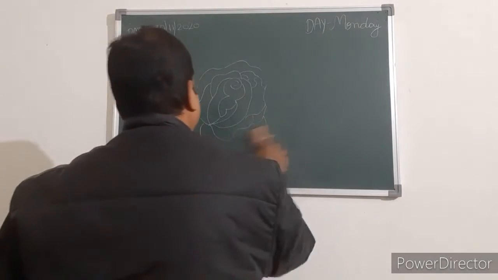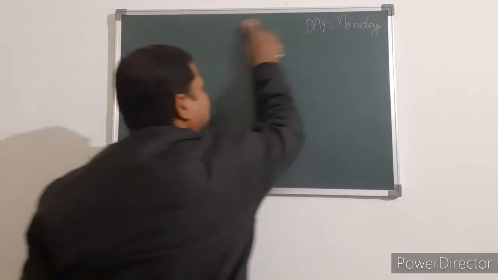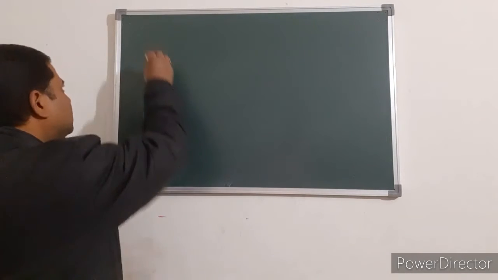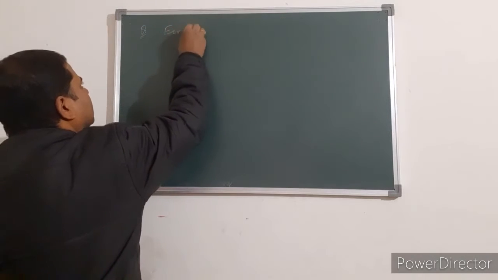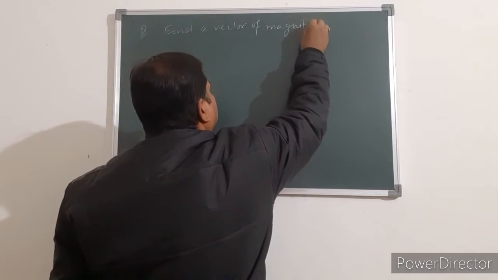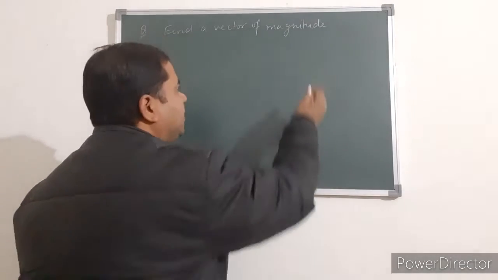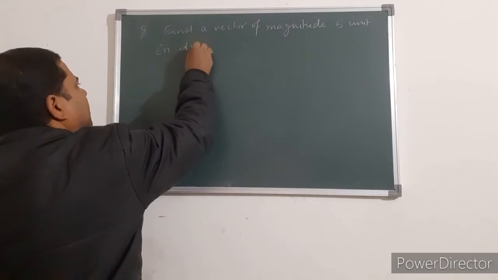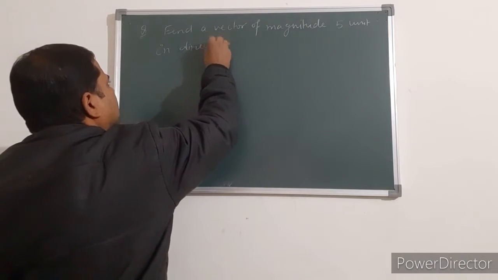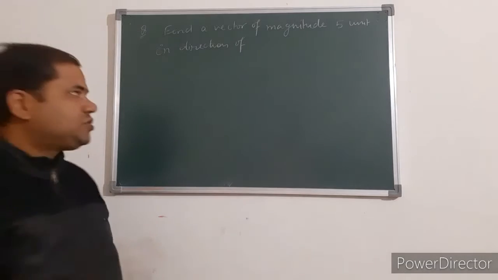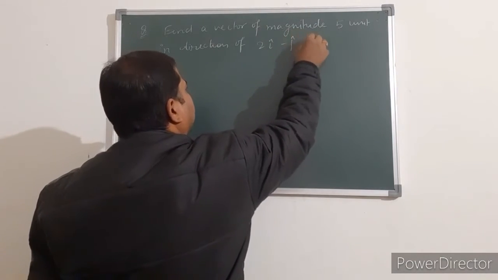First question: find a vector of magnitude 5 units along the direction of the vector 2i cap minus j cap plus 2k cap.